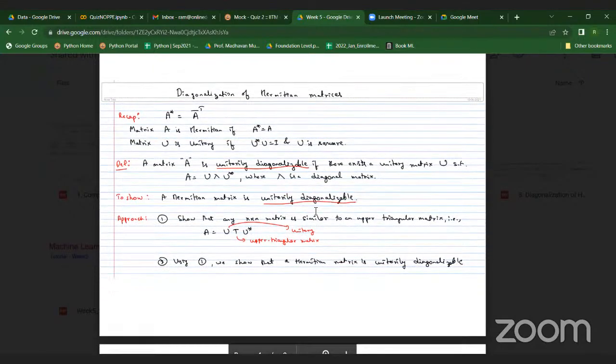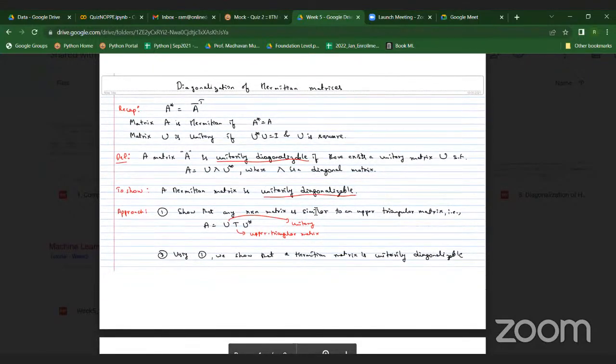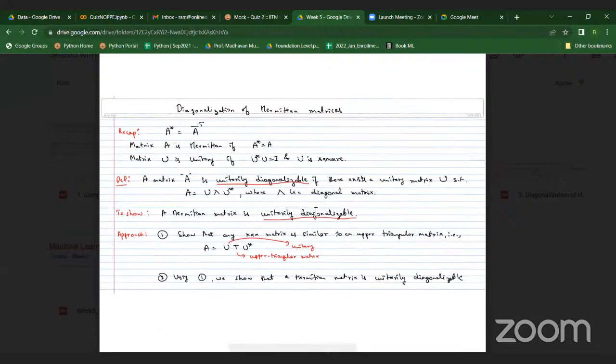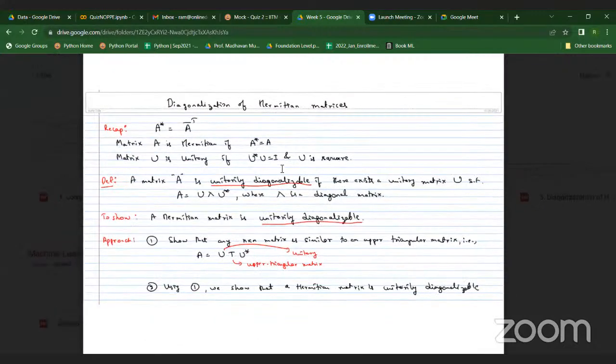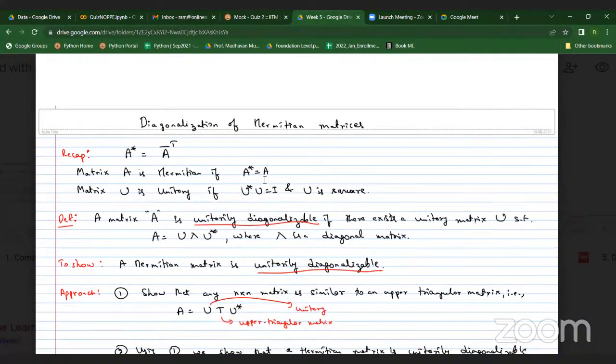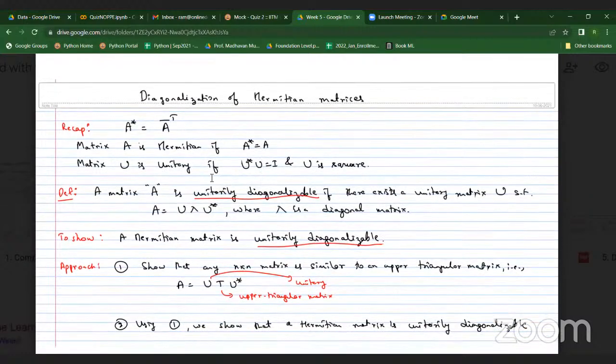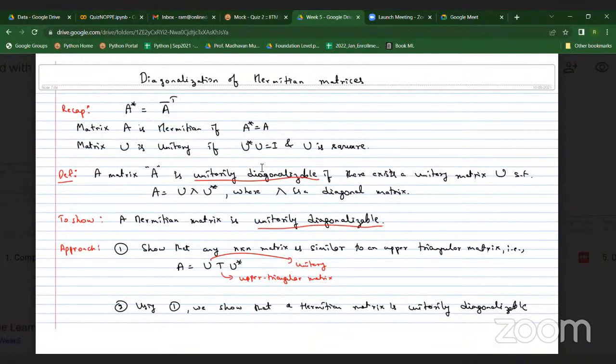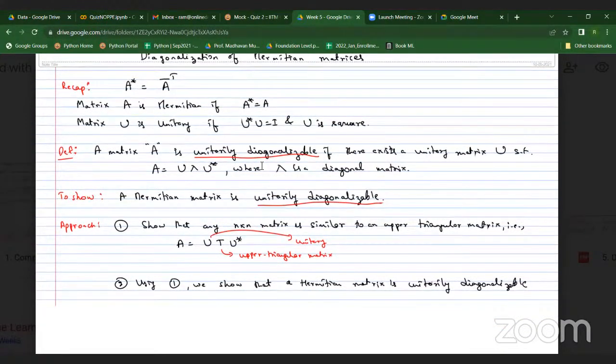Now we have the proof for it. We'll look at it. So for a Hermitian matrix, we know that A should be equal to A star. Okay, and for a unitary matrix, U star U should be equal to I. This is what we have seen from the previous presentations. We know that.